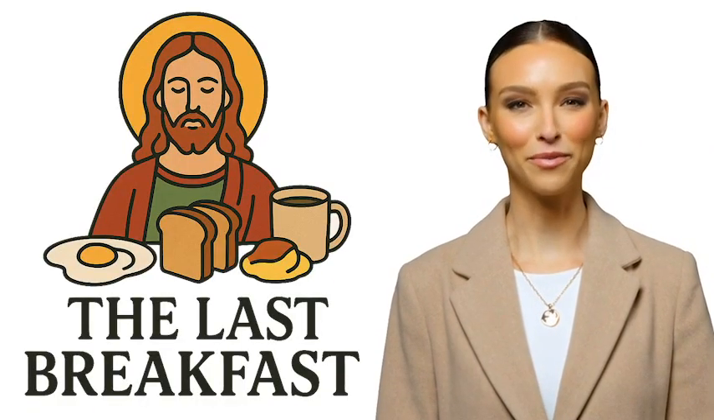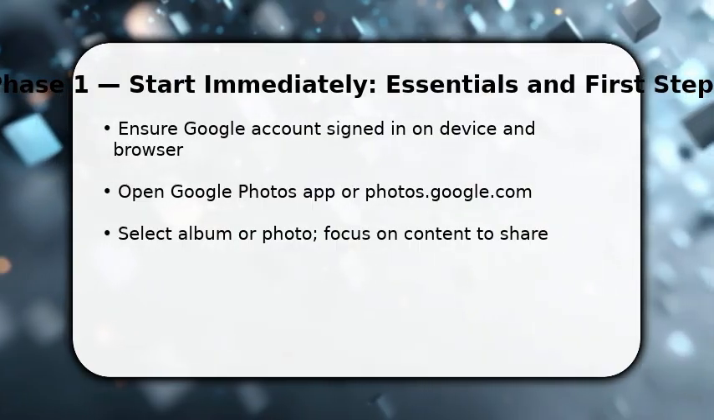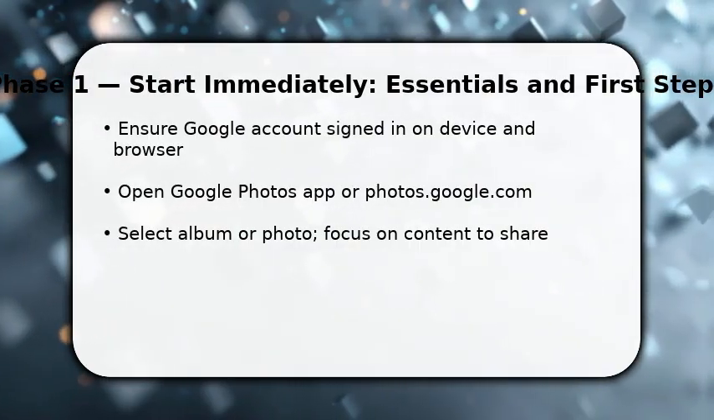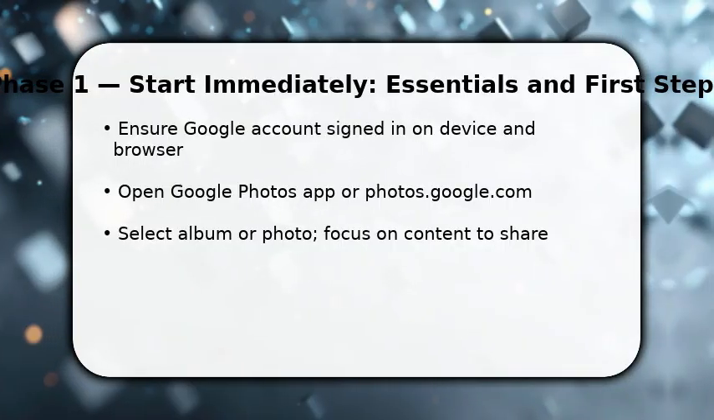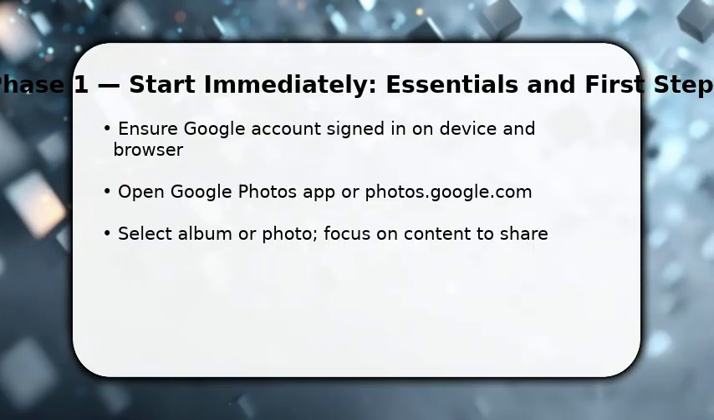Please enjoy the video. You're signed in, now open Google Photos. First, choose the album or the exact photo you want to share. This sets the link content. Once you've picked items, tap the share icon and look for Create Link or Get Link.